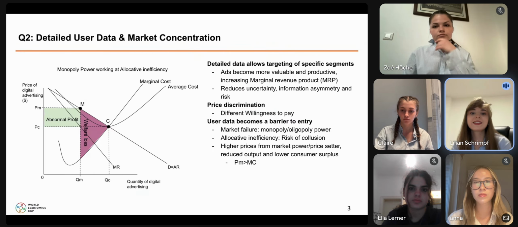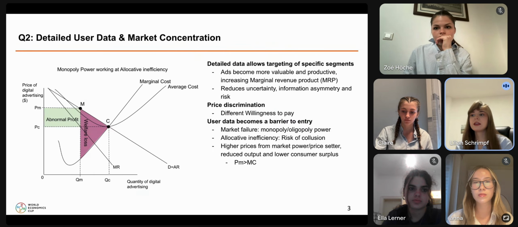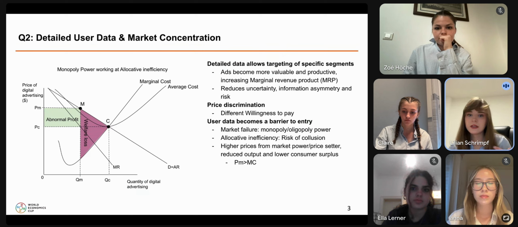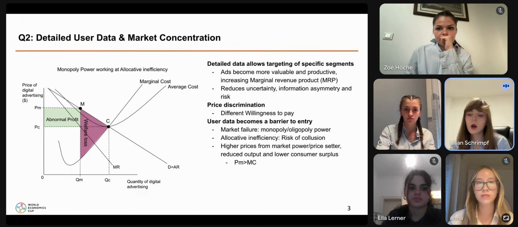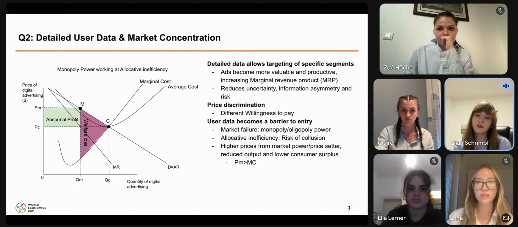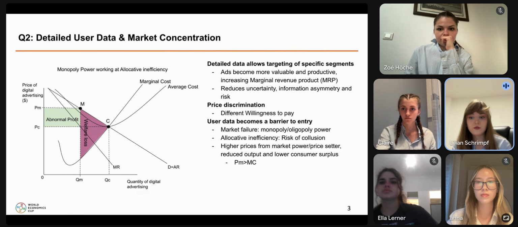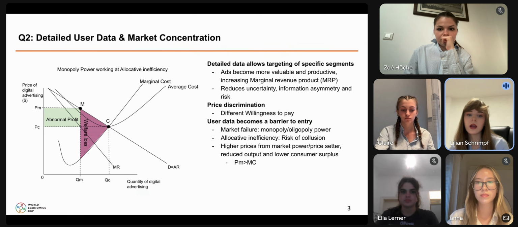Question 2 examines how detailed data allows advertisers to pay significantly more through behavioral data. So detailed data allows specific targeting of specific segments and specific demographics that they want to achieve. This makes ads more valuable and productive, increasing marginal revenue per product, and therefore their ads become more efficient as they target specifically the consumers they want to attract. This reduces uncertainty and information asymmetry, as they know everything they need to about their consumers, and therefore reduces the risk of their advertisement failing. This offers price discrimination in the market of advertising, as there's a different willingness to pay for a different amount of detail in your data.